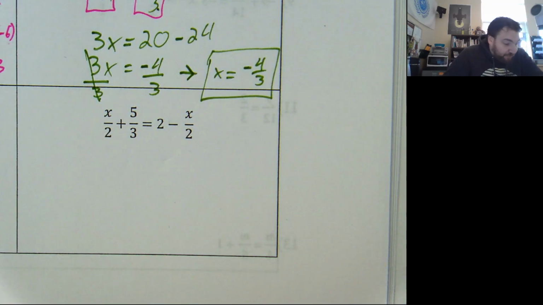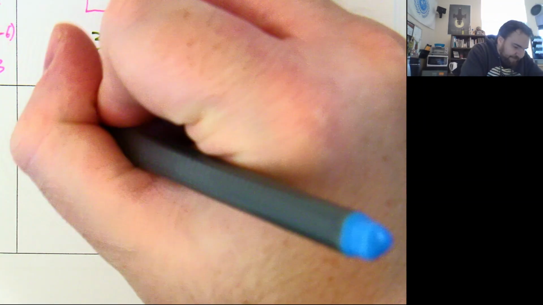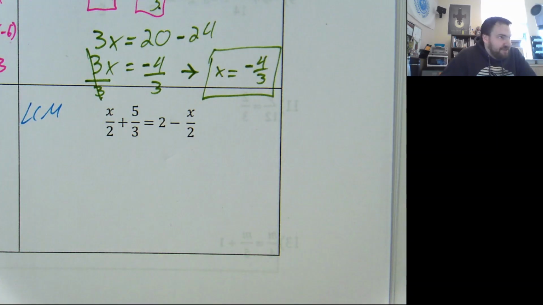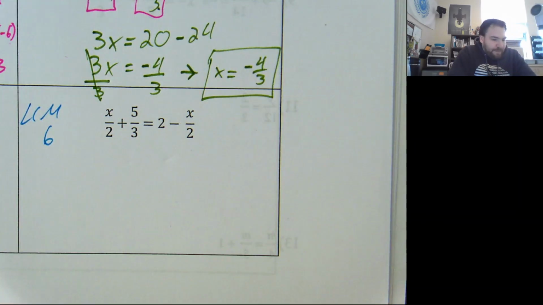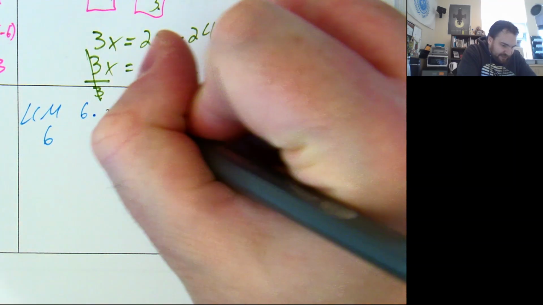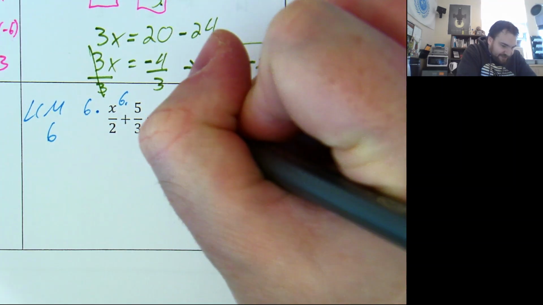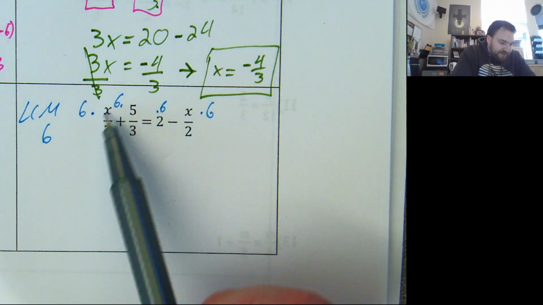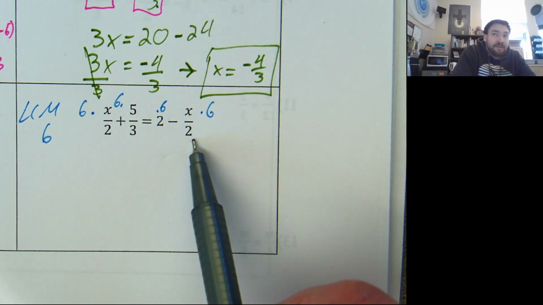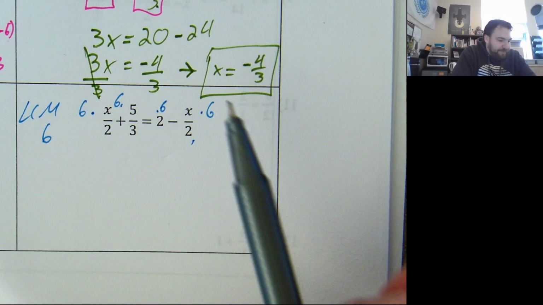Okay, so if we're going to do it the LCM way, what's the lowest common multiple of those numbers in the denominator there? Josh, 6. The lowest common multiple of 2 and 3 is 6. So I'm going to multiply every term by 6. This guy by 6, this guy by 6, this guy by 6, and this guy by 6. Each term has to be multiplied by that LCM.